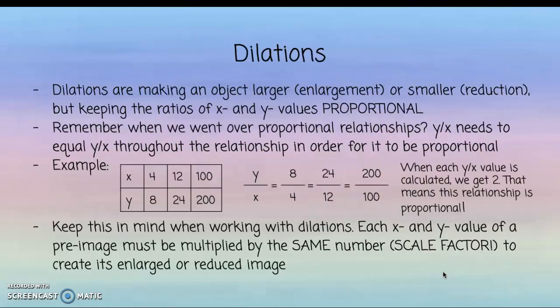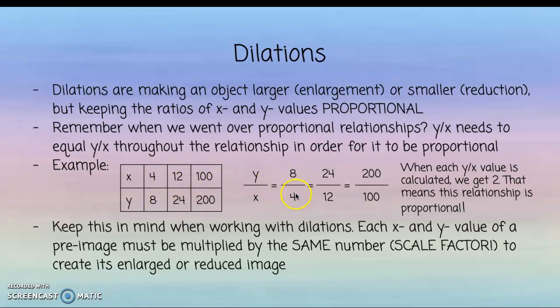So dilations. Dilations are making an object larger, which is an enlargement, or smaller, which is a reduction, but keeping the ratios of the x and y values proportional. Remember when we went over proportional relationships? Y over x needs to equal y over x throughout the relationship in order for it to be proportional. So here's an example. It's an x and y table. We have 4, 8, 12, 24, 100, 200. So your y over x needs to equal your y over x, which needs to equal your y over x, and if they do, then it's proportional.